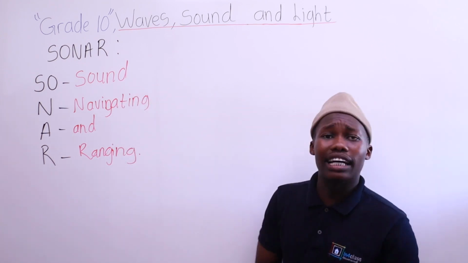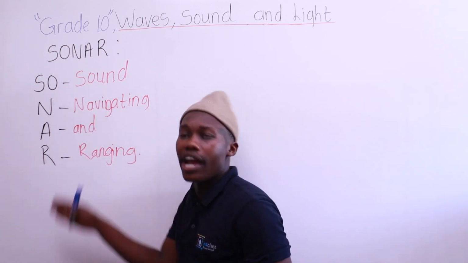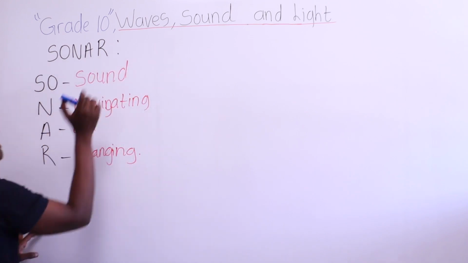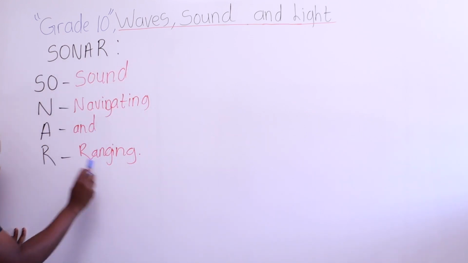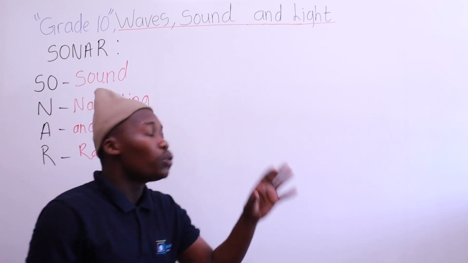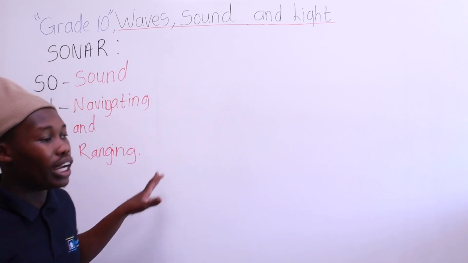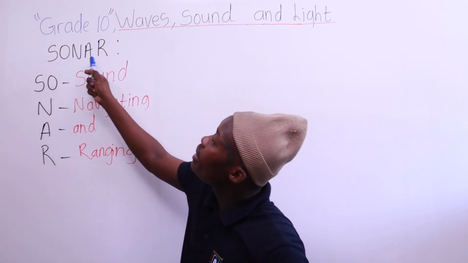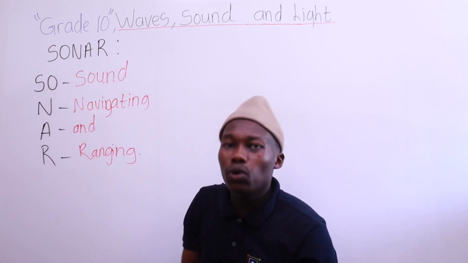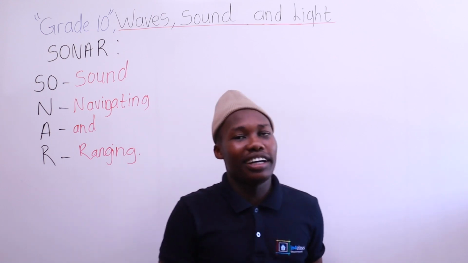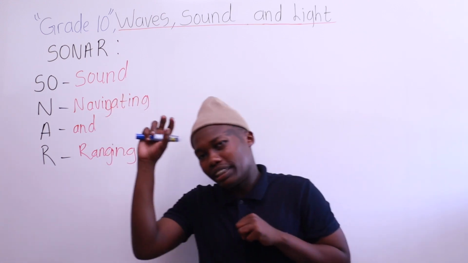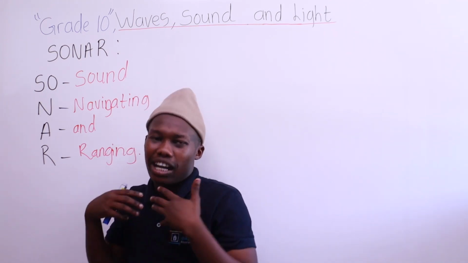So we have things like SONAR. SONAR is one word. But SONAR is actually an abbreviation for Sound Navigating and Ranging. Sound Navigating and Ranging was abbreviated to SONAR. Kanti SONAR uwodwa is a name. Yeah, so when an abbreviation becomes a name, it is called an acronym.